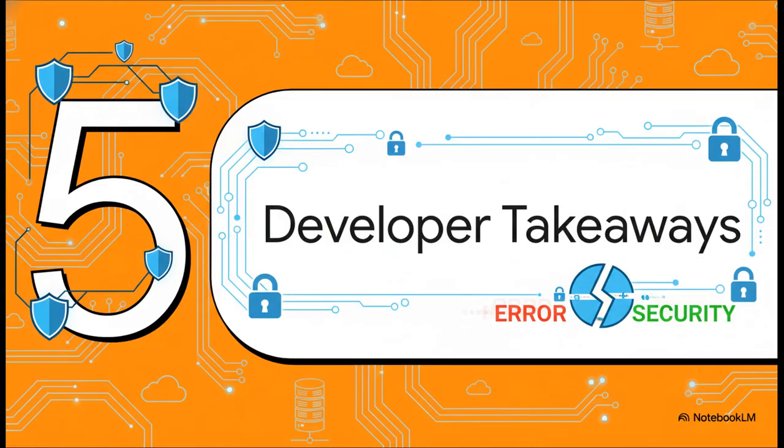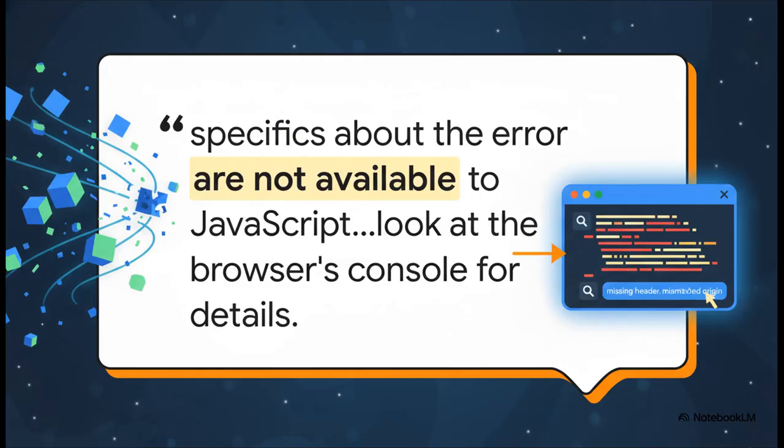Okay, so we've covered the theory. Let's get practical. What do you, as a developer, actually need to remember when you're staring down that dreaded CORS error in your console? This might just be the single most important debugging tip of all. For security reasons, when a CORS request fails, your JavaScript code just gets a vague, generic network error. It's not allowed to know why. The real clues, like, hey, you're missing this header, or that origin isn't allowed, are only visible in your browser's developer console. So rule number 1 is always check the console.